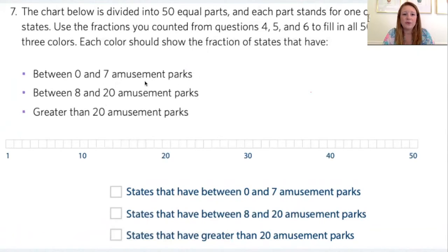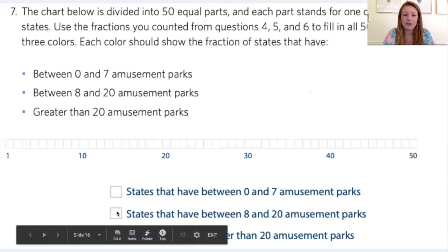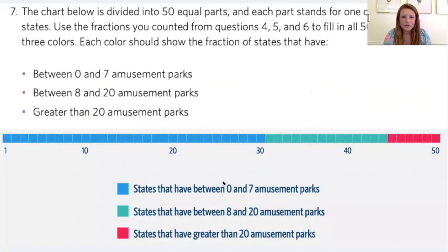So for 0 through 7, if we know that 30 out of 50 states have that many parks, how many parts do you think we should shade in? If you said 30, you're correct. We're going to keep that pattern going. So we're going to pick one color to show the 30 states that have between 0 and 7, another color to show the 14 that are between 8 and 20, and another color to show the number of parks that have more than 20. And you're going to label the color that you use in this key at the bottom to help people easily identify what you've modeled. So your chart should look something like mine once you finish.